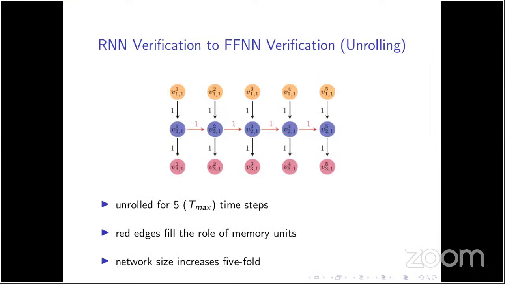Of course, as I had remarked earlier, you can transform this RNN verification problem into a feed-forward neural network verification problem by unrolling. So you can unroll for 5 time steps, which is your Tmax. You can unroll this for 5 time steps, and these red edges that move rightward in the center fill the role of memory units, and you can verify all 5 outputs. So you can actually verify this property, this post condition. Except that the network size is increased 5-fold, and that is not quite desirable.